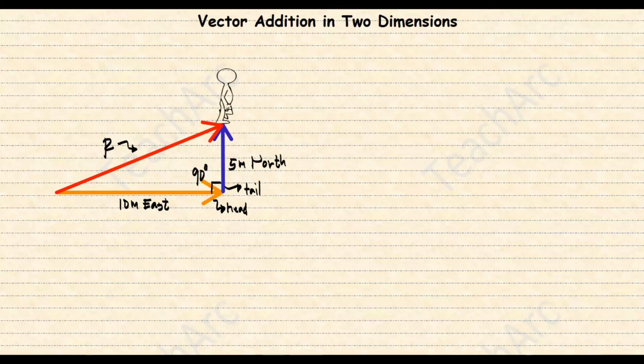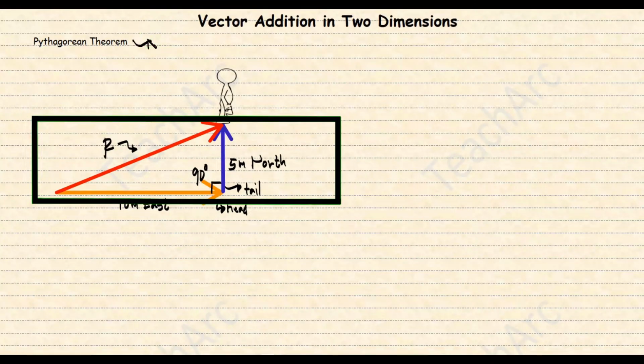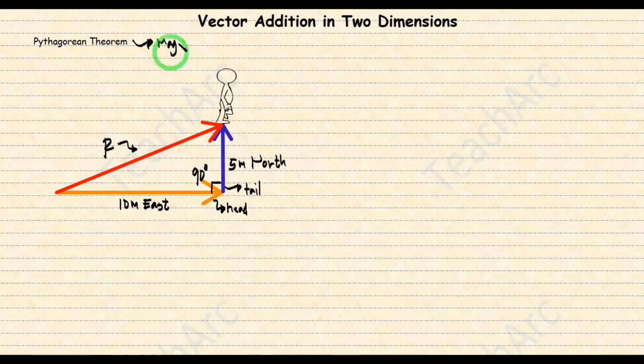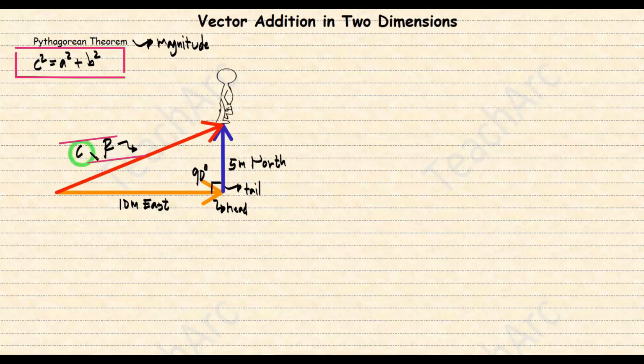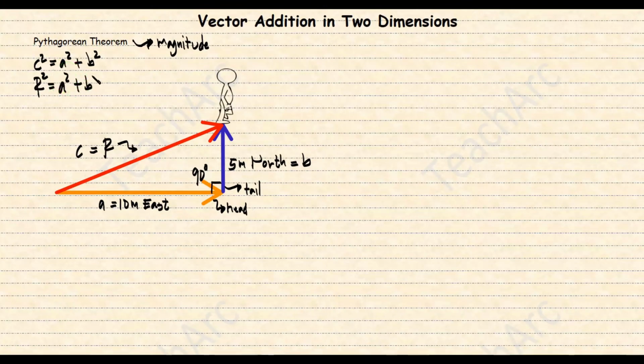This calls for the entrance of the Pythagorean Theorem as it relates the 3 sides of a right triangle, just like the figure that we have right now. The Pythagorean Theorem will be used to solve for the magnitude of our resultant. The letter C, or the hypotenuse in the Pythagorean equation, is exactly the same as the resultant vector in our problem. So we can derive our equation from it.